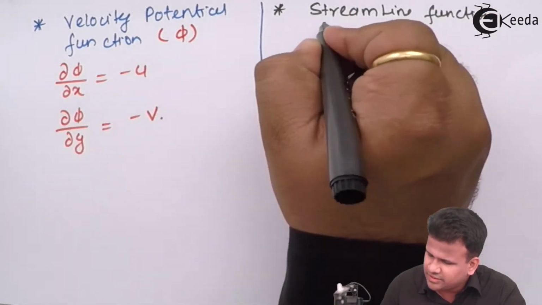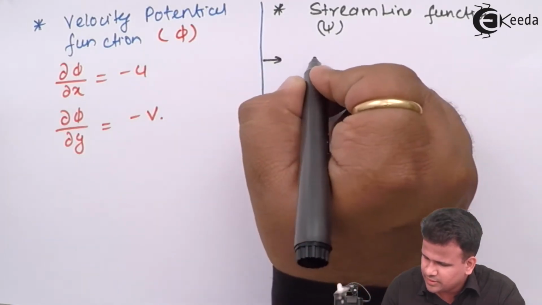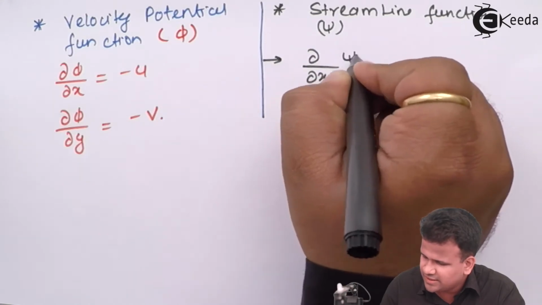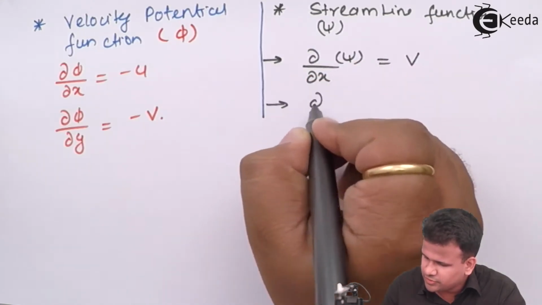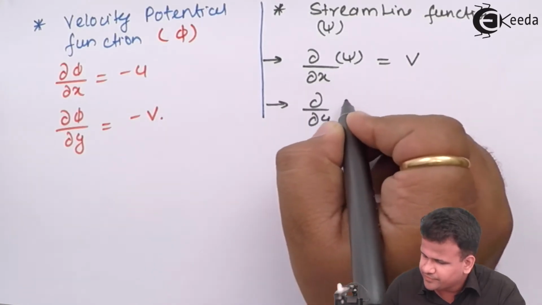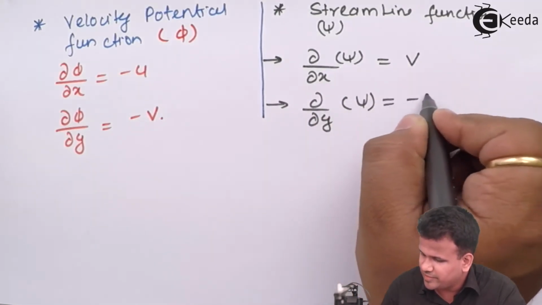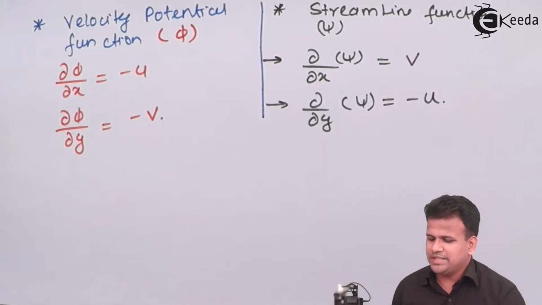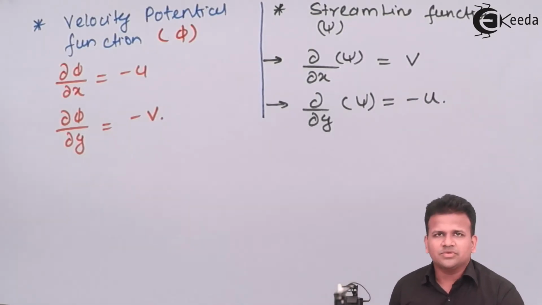Streamline functions are denoted by psi, and dou by dou x of psi will give you v, and dou by dou y of psi will give you minus u. Now let us substitute one equation in terms of another and let us evaluate those values.